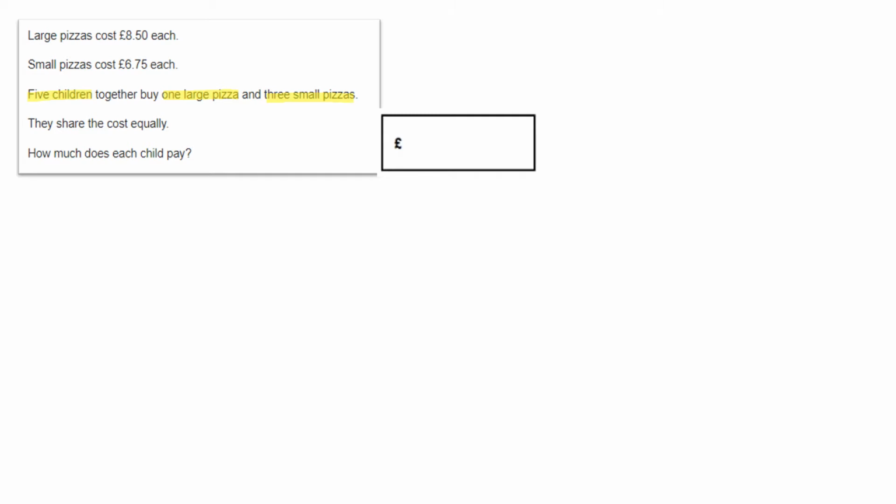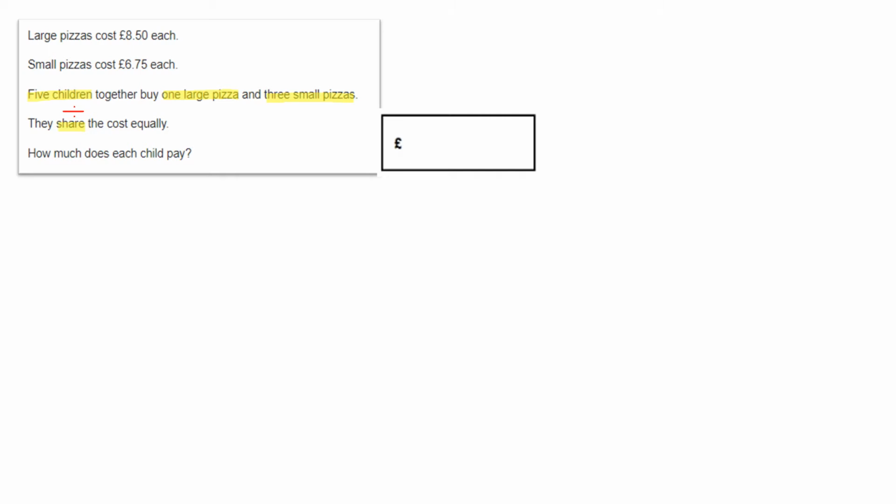They share the cost equally. How much does each child pay? Now again, share, a bit like on the last question where I said the how many more was a takeaway. If you see the word share, you should straight away be thinking of division. Okay, you're sharing out equally.